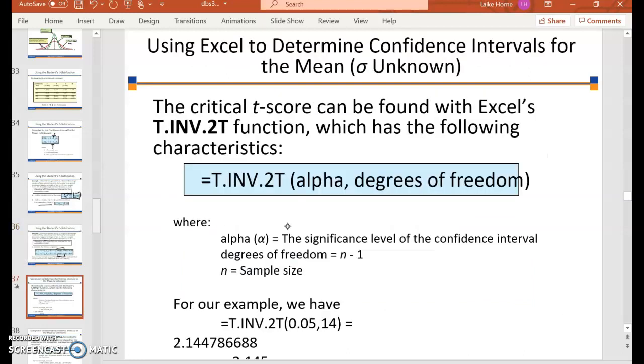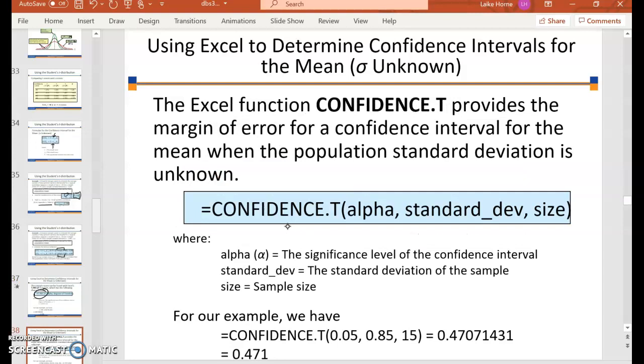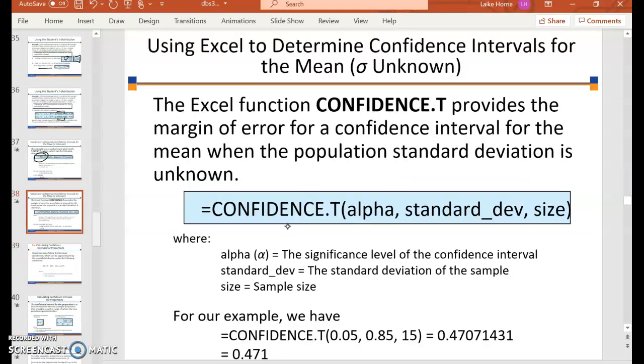Okay. So if you want to look up the t-score in Excel, we're going to talk about how to do that. If you want the margin of error in Excel, we're going to talk about how to do that. So that's kind of an overview of what this section is about. And after this video, we'll start working some problems.